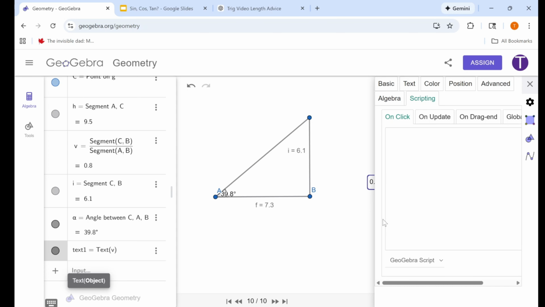So let's see. We have this triangle here. I'm going to hide that for a second. So this is our angle, right? 39.8. This is the one that we're looking at. So I want you to look at a few things. I have this here, I equals 6.1. That means that this side is 6.1. And this side is F, so that's 7.3. So take a look at something. What's happening to those sides as I make the angle bigger or smaller?